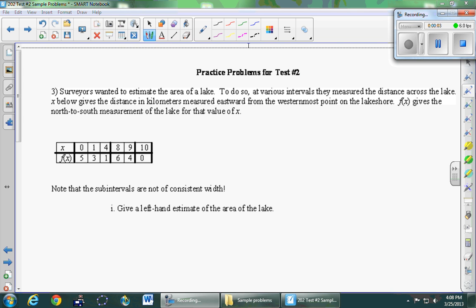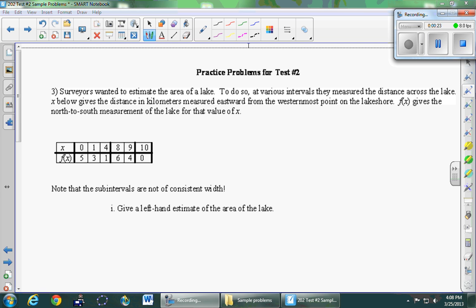This is problem number 3 on the practice problems for test number 2. Surveyors wanted to estimate the area of a lake. To do so, at various intervals, they measured the distance across the lake. X below gives the distance in kilometers measured eastward from the westernmost point on the lake shore. F of X gives the north-south measurement of the lake for that value of X.